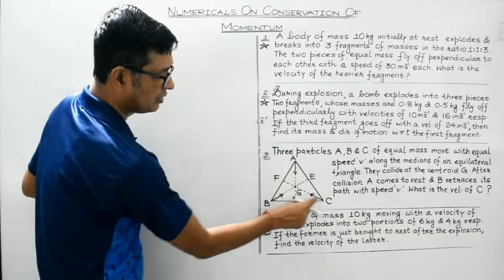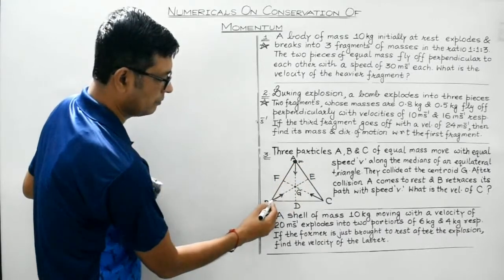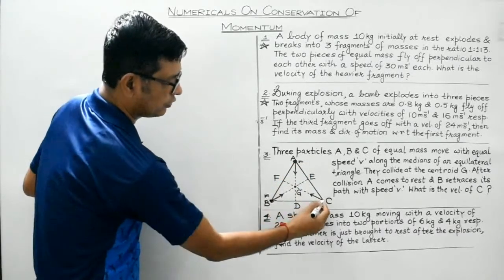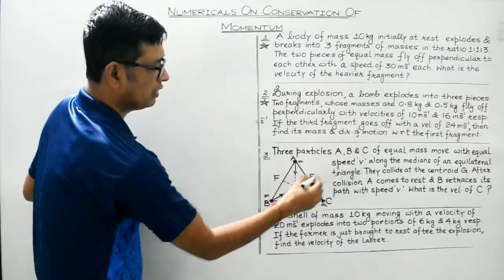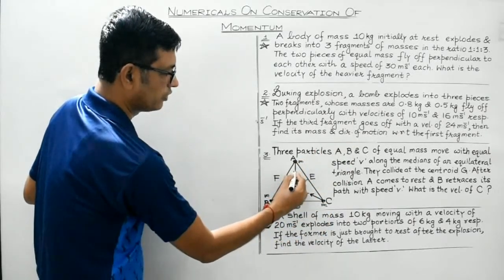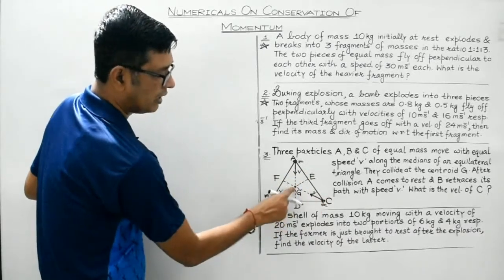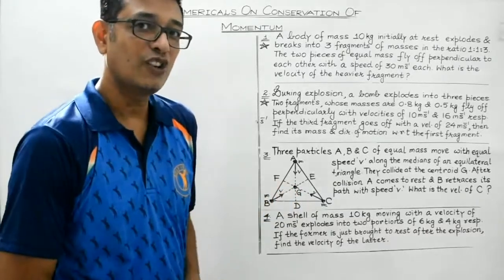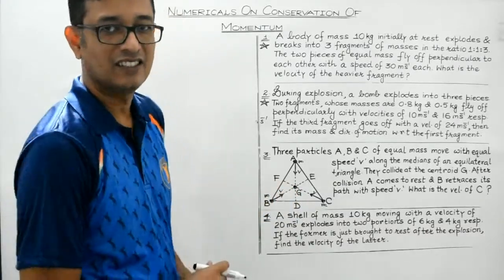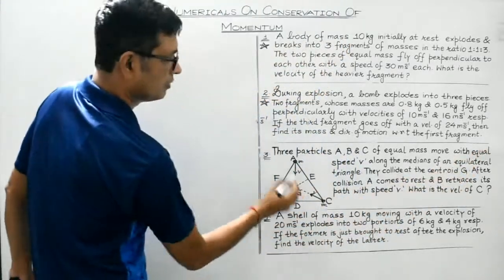These are the three bodies A, B, C, each of mass m. Each of the three particles is given to be of equal mass, and they are moving with equal speed v, and they meet at the centroid. This is the centroid, which is the intersection of the medians of a triangle. Okay, they collide at the centroid G.